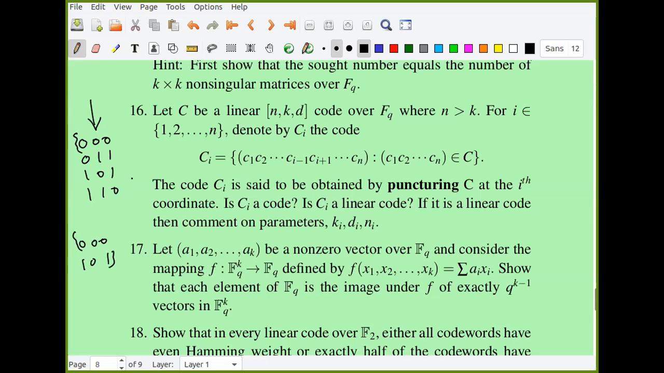So this is the code; this is my C. But what I did is construct a new code. I choose one position, the jth position, and collect all the vectors whose jth position is 0. Right? Yes, sir. That is called reduction. So then what is happening in this case? Is it again a linear code?